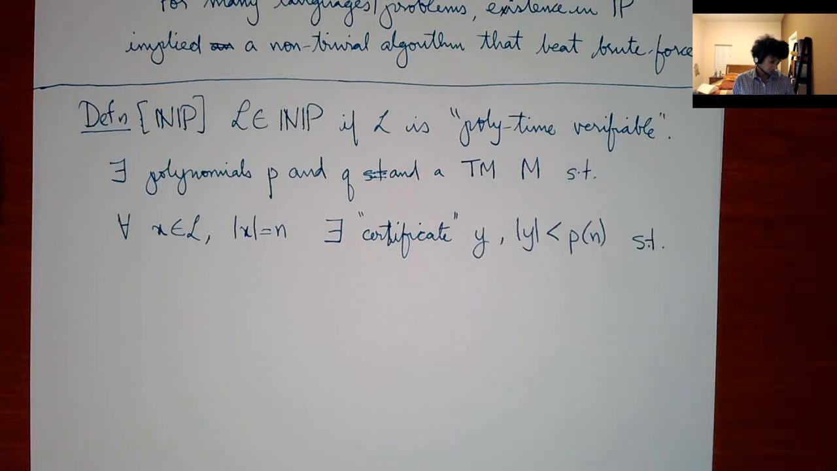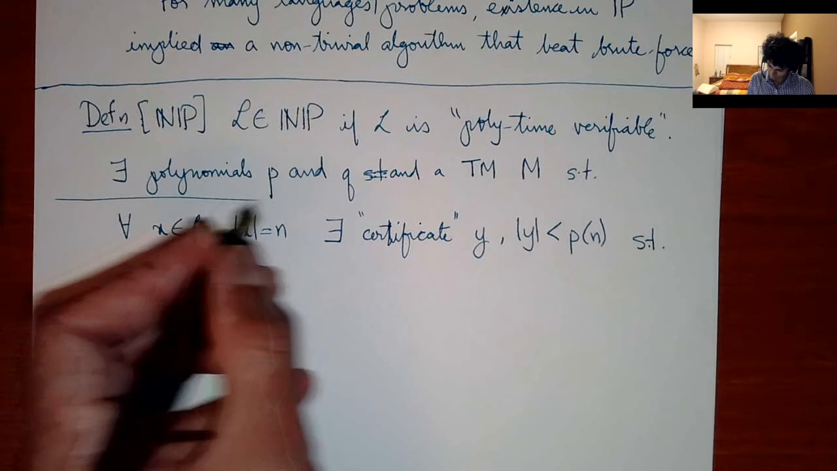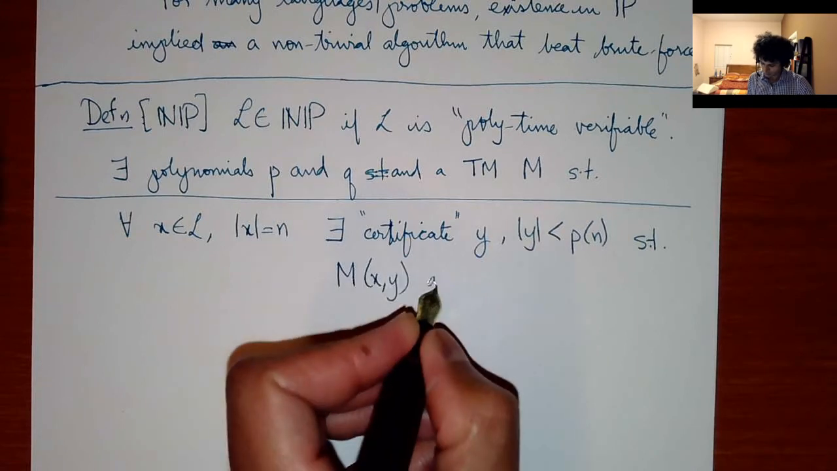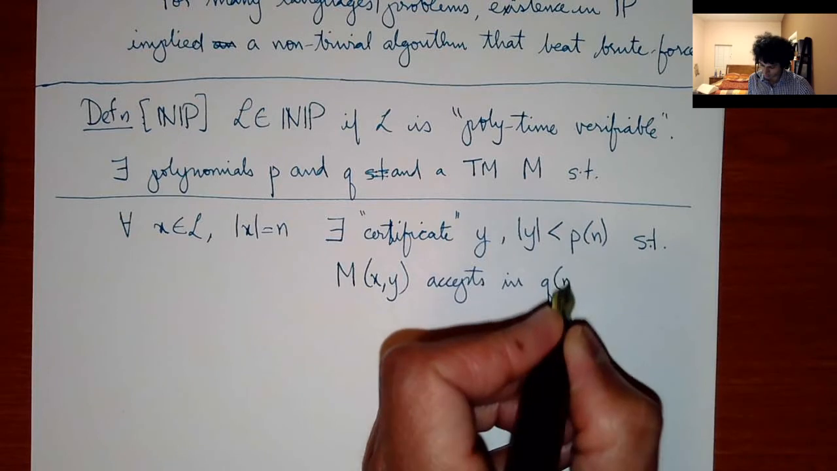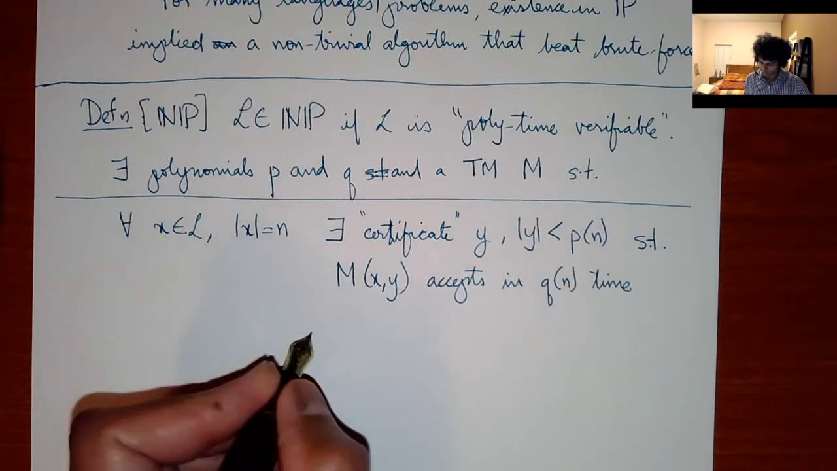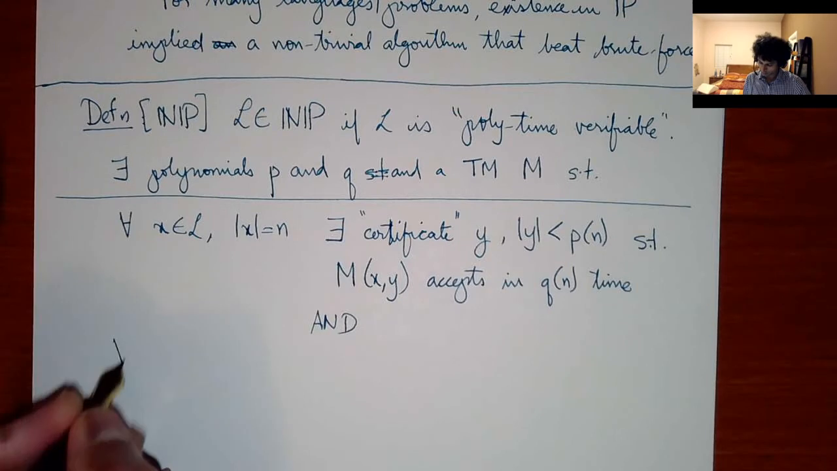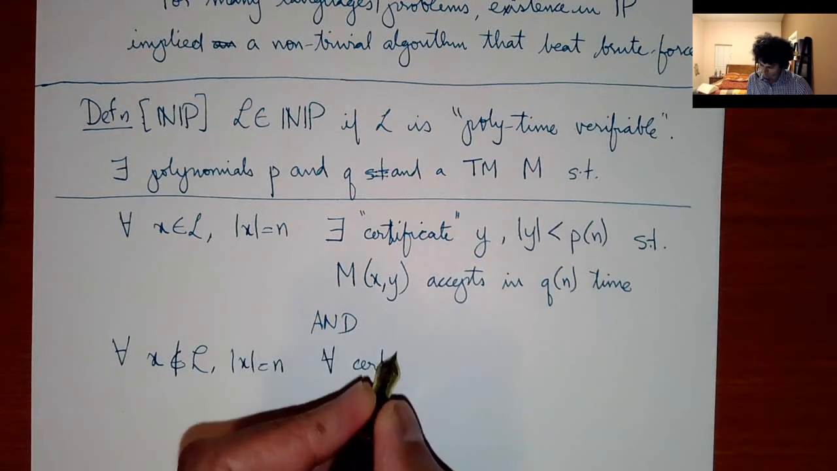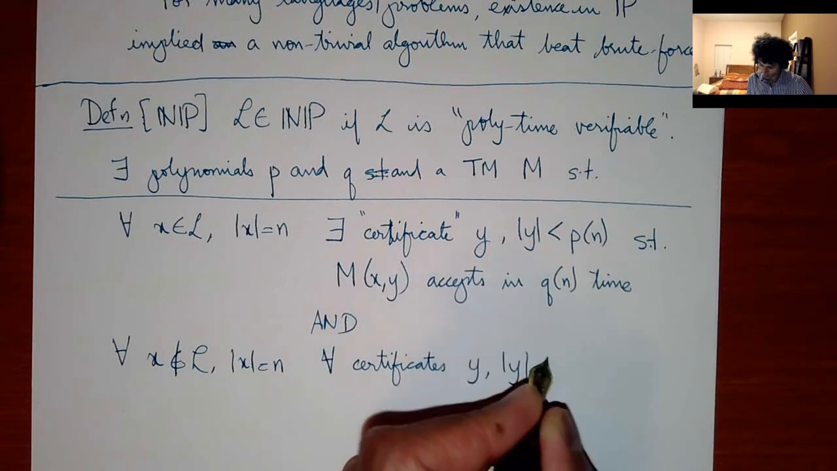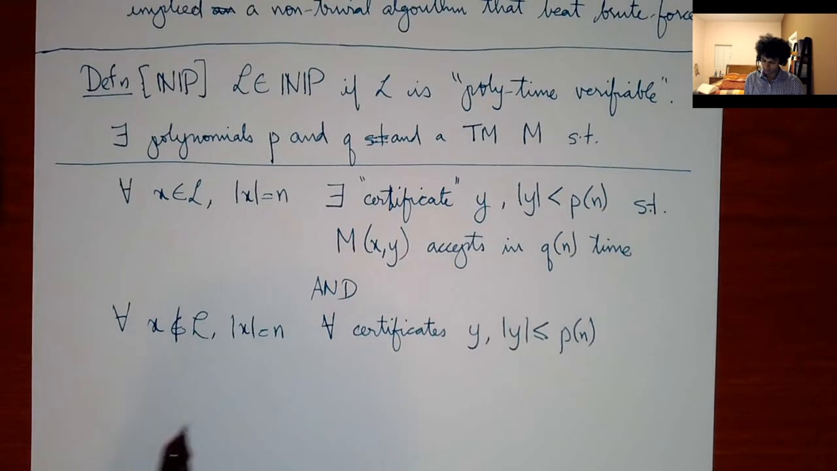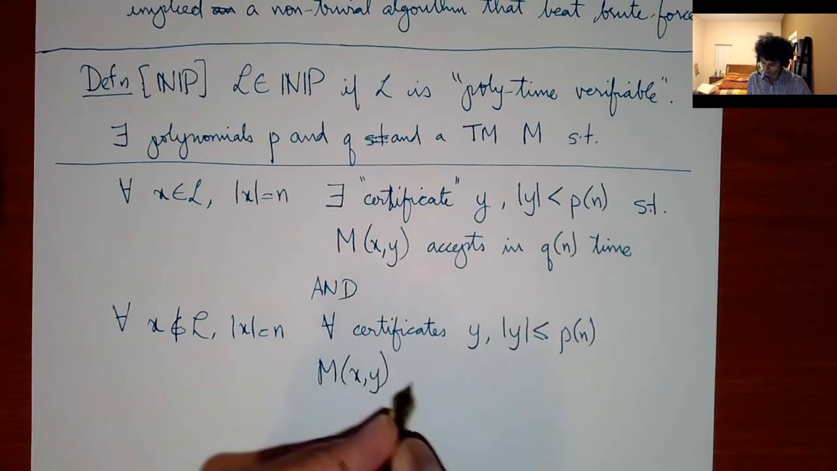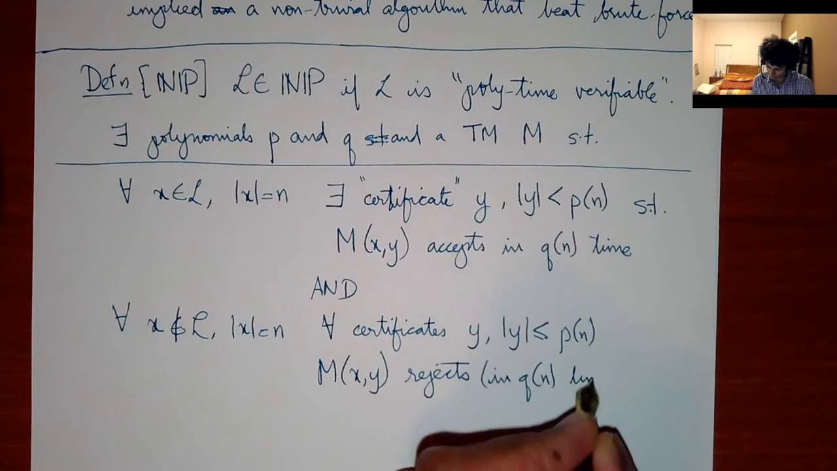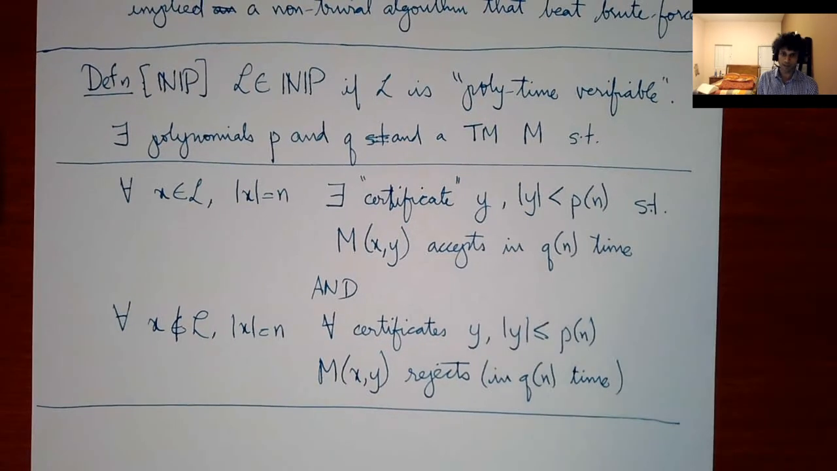Such that, M(x, y) accepts in Q(n) time, and for all x not in the language, for all certificates y where y is of at most polynomial size, M(x, y) rejects, again in Q(n) time. There's a bit to parse.